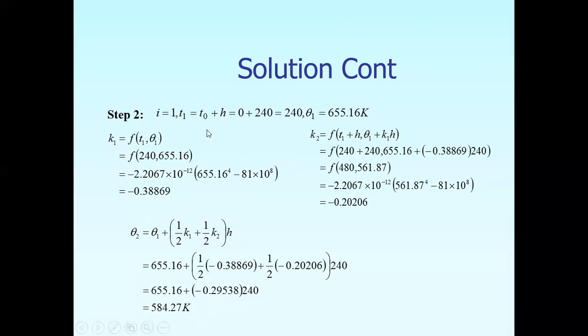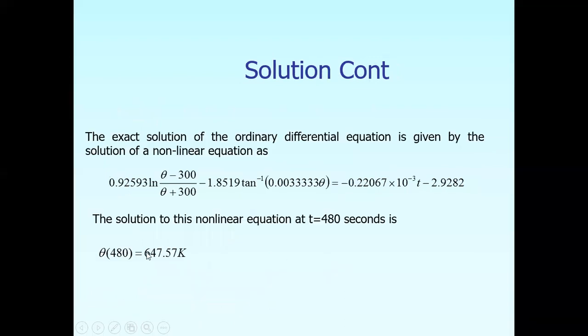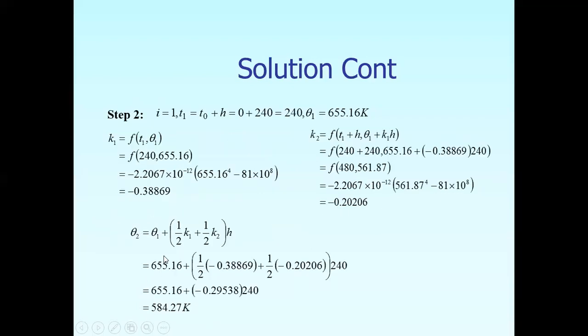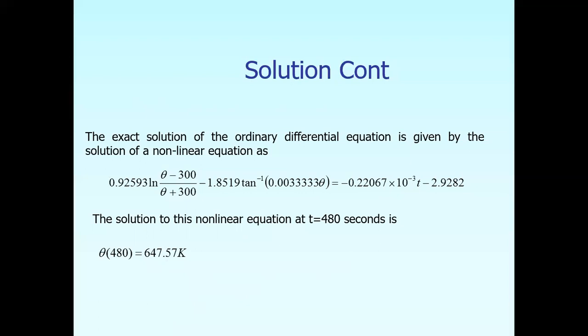At time t is equal to t2, and t2 is nothing but t1 plus h, that is 240 plus 240, that is 480 seconds. This is your final answer, or the required answer of the differential equation by using the second order Runge-Kutta method. And the exact solution of this equation is 647.57 Kelvin.